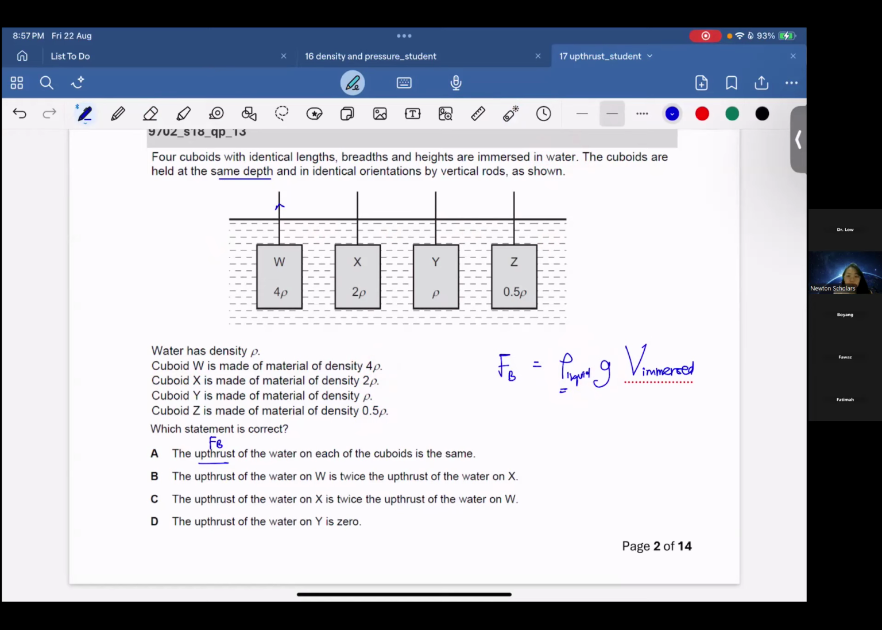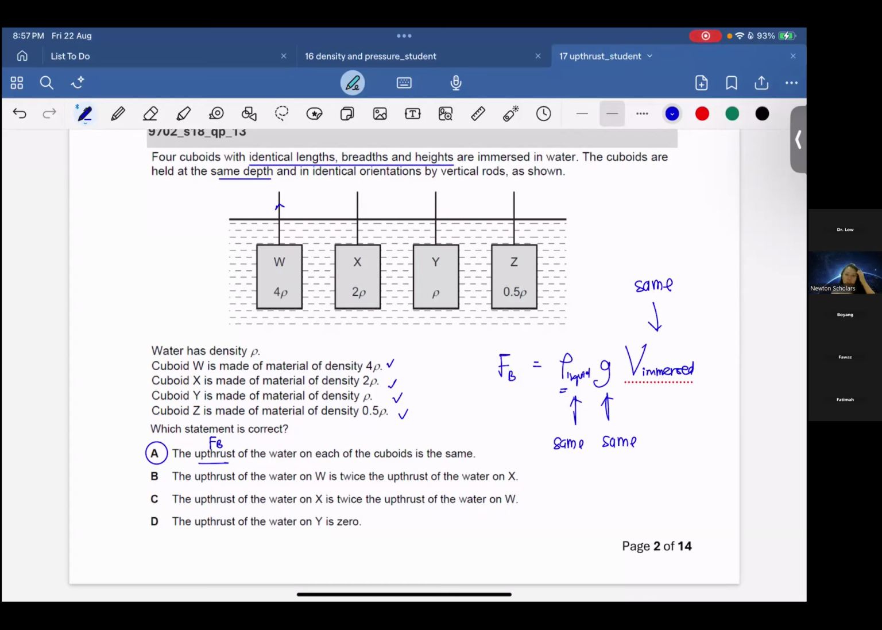Okay, liquid, they are in the same water, so the liquid density is the same. G is a constant, so it is the same. Volume immersed: you can see that they have identical length, width and height, so this is also the same. Although the material densities are different, it doesn't matter. Here, the buoyant force is the density of the liquid times g times the volume immersed. So they should have the same upthrust force.